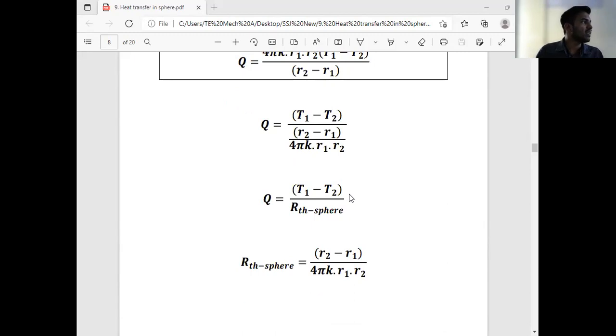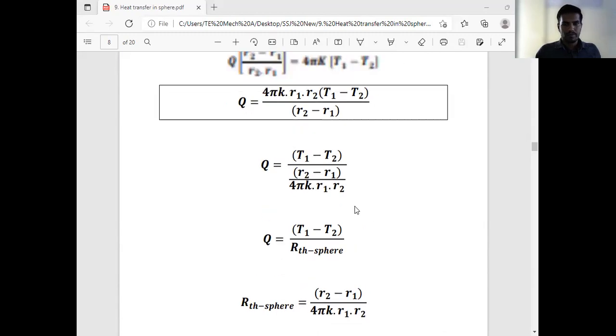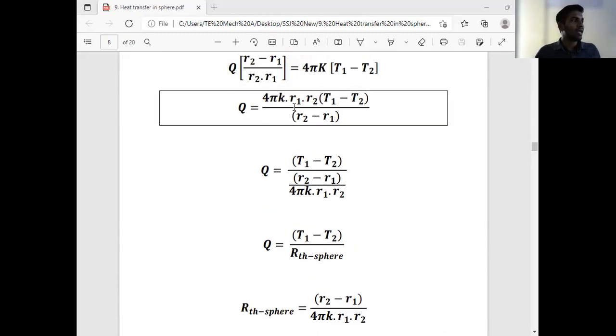What is the final equation for this sphere? Q is equal to what? Look in your mobile, don't look up. Q is equal to what? So Q is equal to 4 pi k R1 R2 into bracket T1 minus T2 divided by R2 minus R1. This is the final equation to calculate the rate of heat transfer through the sphere.